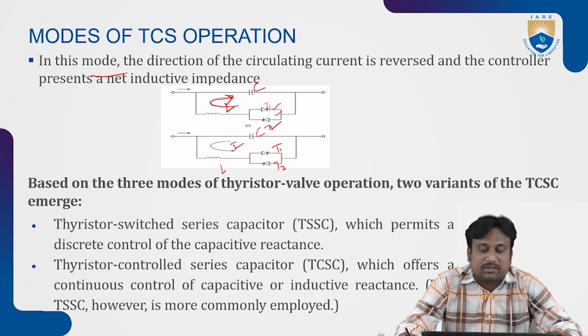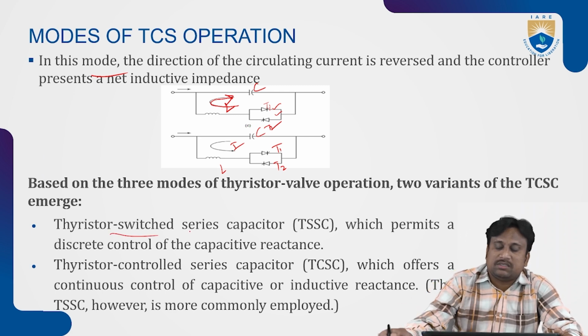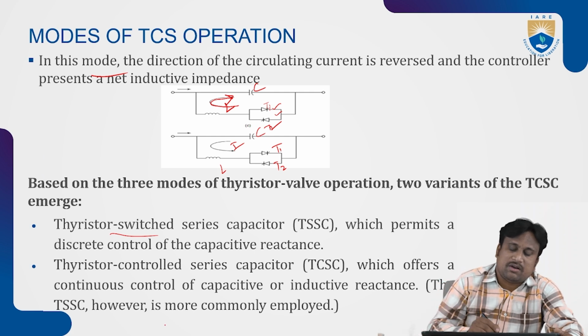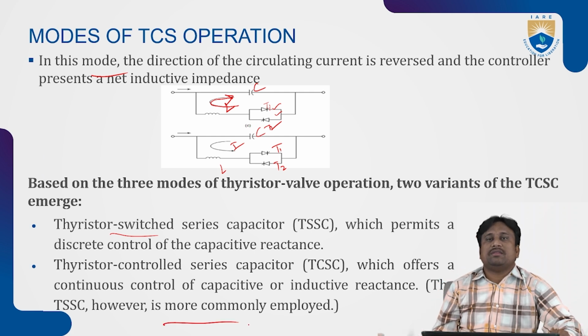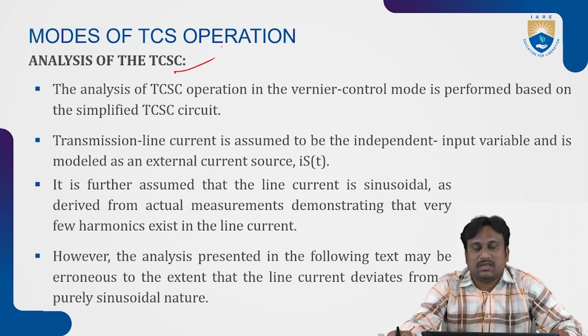So based on the three modes of thyristor valve operation, two variants of the TCSC emerge. That is the thyristor switched series capacitor, TSSC, which permits a discrete control of the capacitive reactance, and the thyristor controlled series capacitor, TCSC, which offers continuous control of capacitive or inductive reactance. TCSC, however, is more commonly employed. So, analysis of the TCSC here.